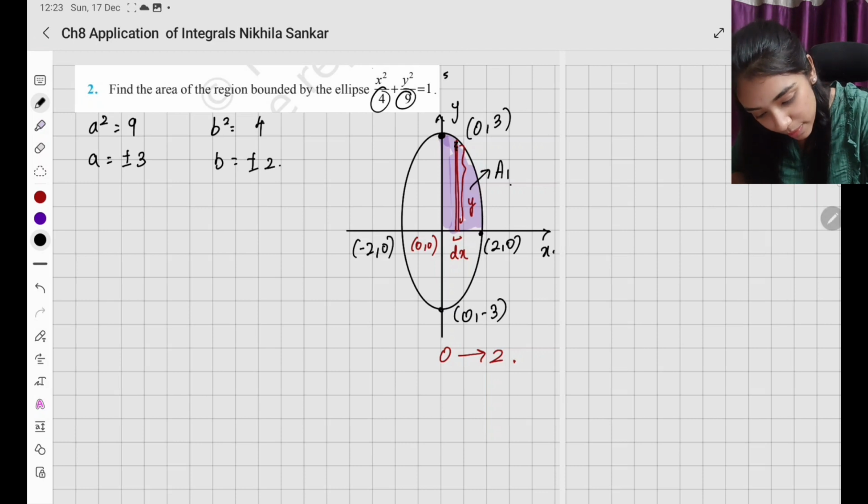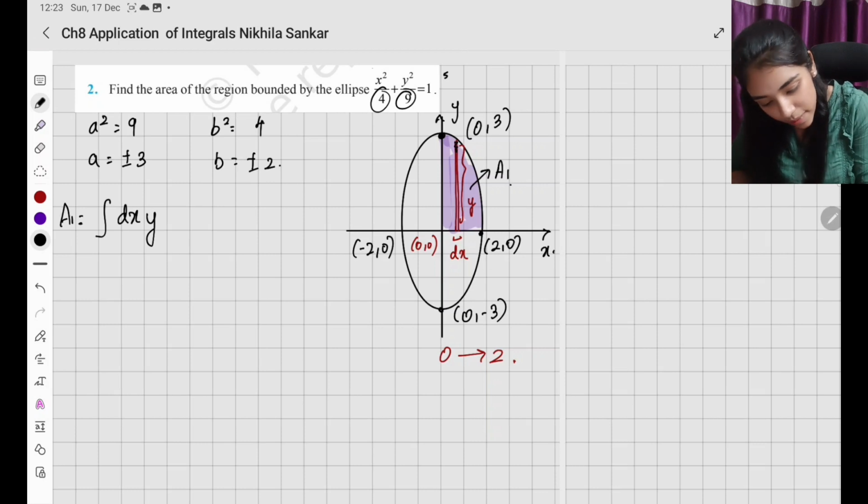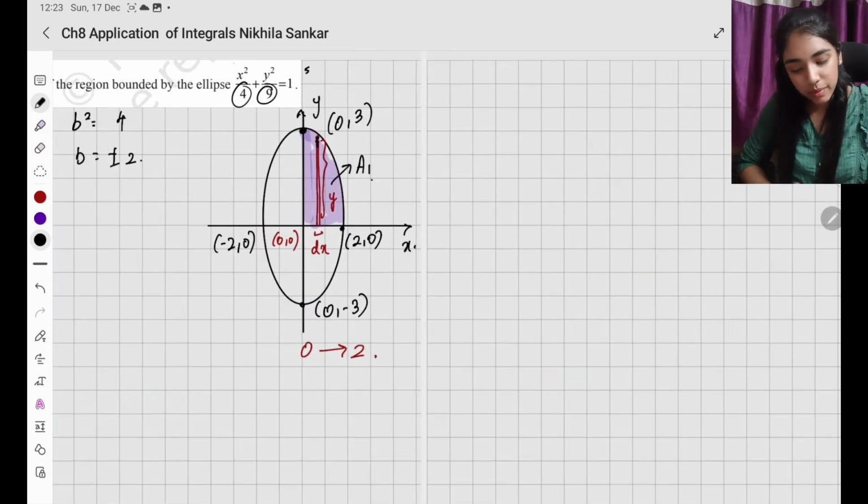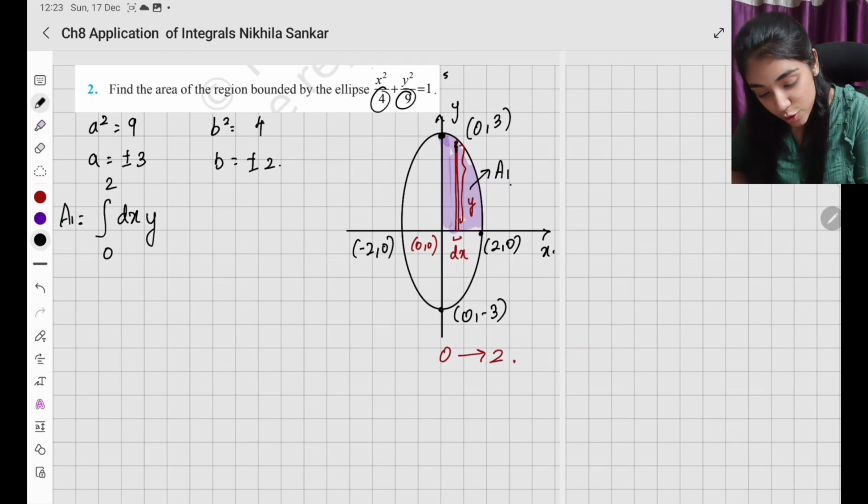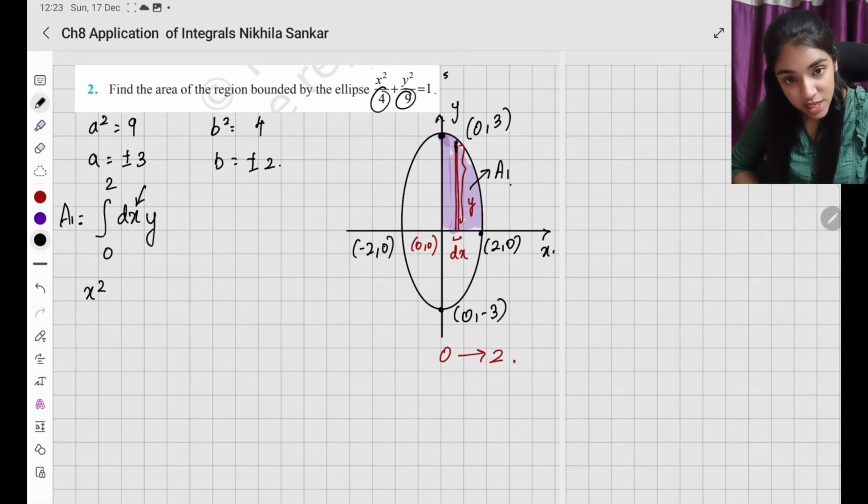So I'm going to multiply this particular strip. So it is going to be integral of dx times y and the integral travels from 0 to 2. So this is going to be my A1. Now y க்கு நான் substitute பண்ணணும், because my integration is in terms of x. So I have to substitute for y.